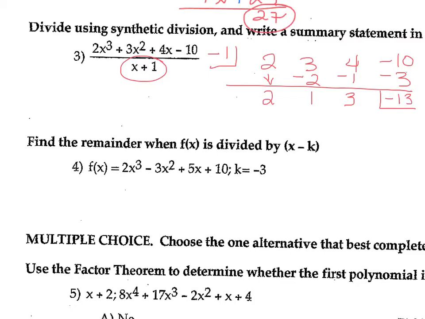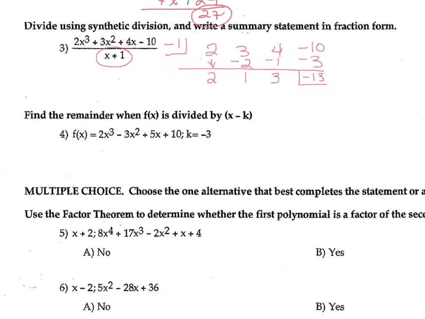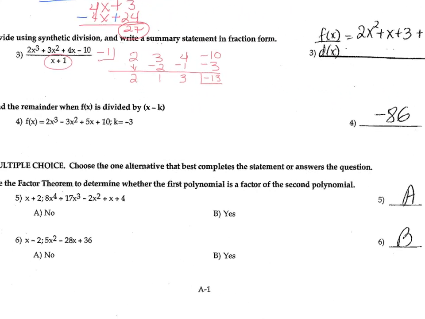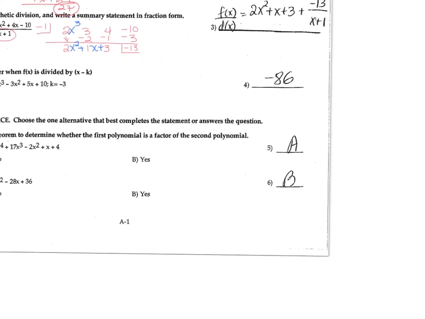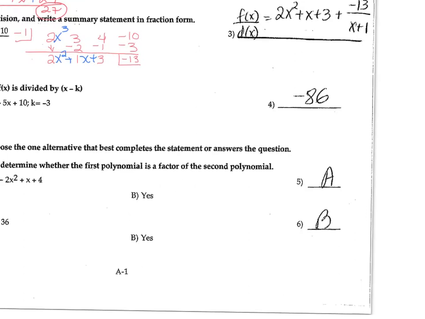See, that's a remainder. So when you write your answer, you have to be careful, because the first term was x to the third power, right? So the answer is going to start with the second power. And then it's plus 1x, and then plus 3. So when you write your answer, it's going to be f of x divided by d of x. It would be 2x squared plus x plus 3, and then plus the remainder divided by the divisor. And that's what you've got to do.